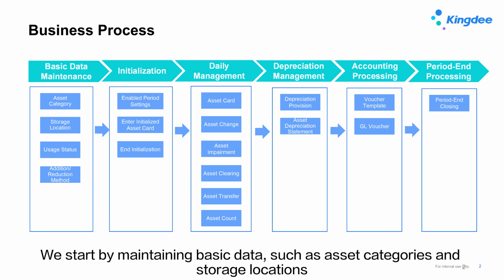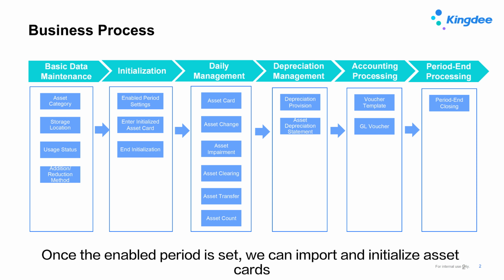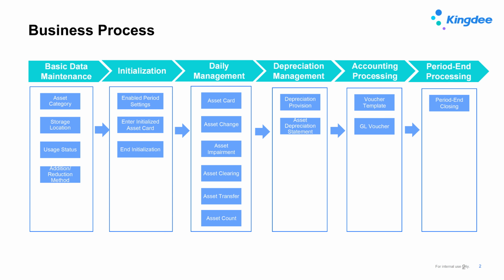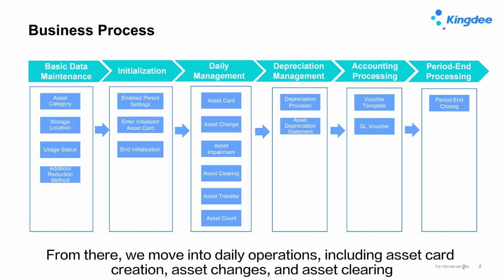We start by maintaining basic data, such as asset categories and storage locations. Next, we set the enabled period. Once the enabled period is set, we can import and initialize asset cards. After the initial data is maintained and confirmed, we complete initialization. From there, we move into daily operations, including asset card creation, asset changes, and asset clearing.